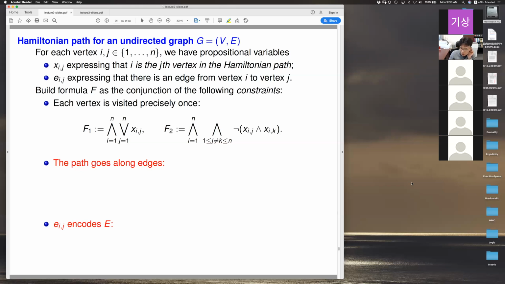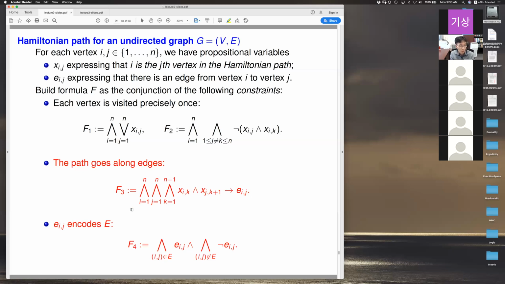It's okay, I will give you the answer. Let's look at the last one. It says that this eij encodes the set of edges correctly, and formula F4 expresses this. Every ij which are connected by the edge set, eij should be true. And for every ij which are not connected by an edge, the eij should be false.